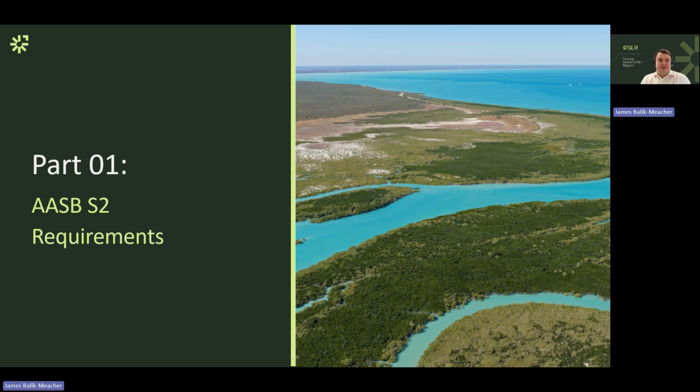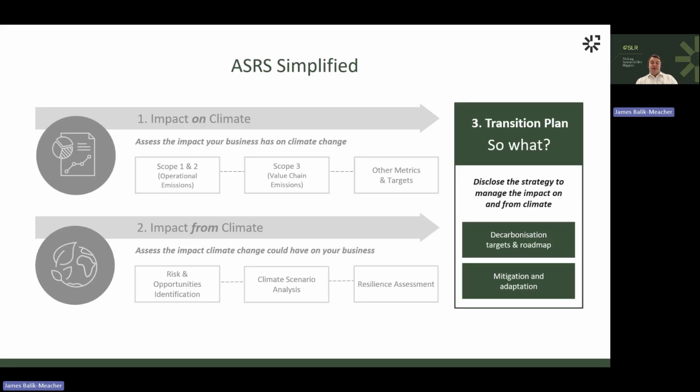So to get started, what are the actual requirements for mandatory reporting of transition plans? Those of you who've joined our previous webinars will recognise this slide, and effectively what we're trying to do is distill down all of the requirements into three main aspects. The first is the impact that your company is having on climate change, so what your greenhouse gas emissions are, both your operational and broader value chain emissions.